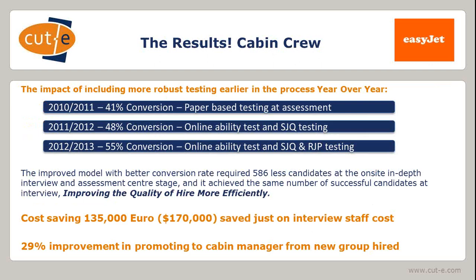And so here's the impact. We're not going to go over all the numbers here, but just at a high level, over the years they added different tests. So in 2010, 2011, they started off with paper and pencil testing. Then in 2011, 2012, they added ability tests and the situational judgment questionnaire. And in 2013, they added the realistic job preview, and they show a better and better conversion as they added more robust testing. In fact, the improved model with better conversion rate meant they could interview 586 fewer candidates at the on-site and still get the same number of people they needed to hire, which is great efficiency.